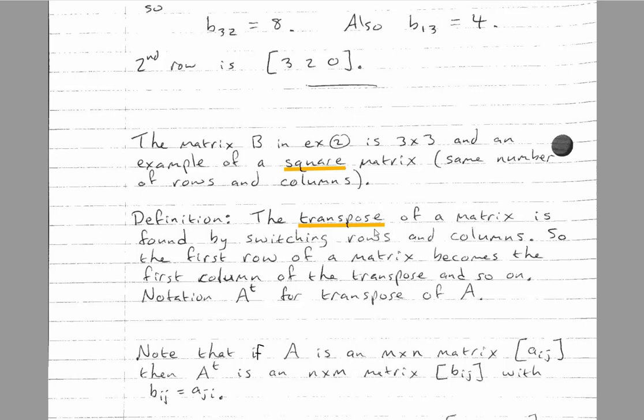Definition, a new word. So the transpose of a matrix is found by switching the rows and the columns. Okay, so the first row of a matrix becomes the first column of the transpose, and so on. And we have this notation. Yeah, it looks like a power, but for a matrix, A with a T here means you want the transpose matrix.